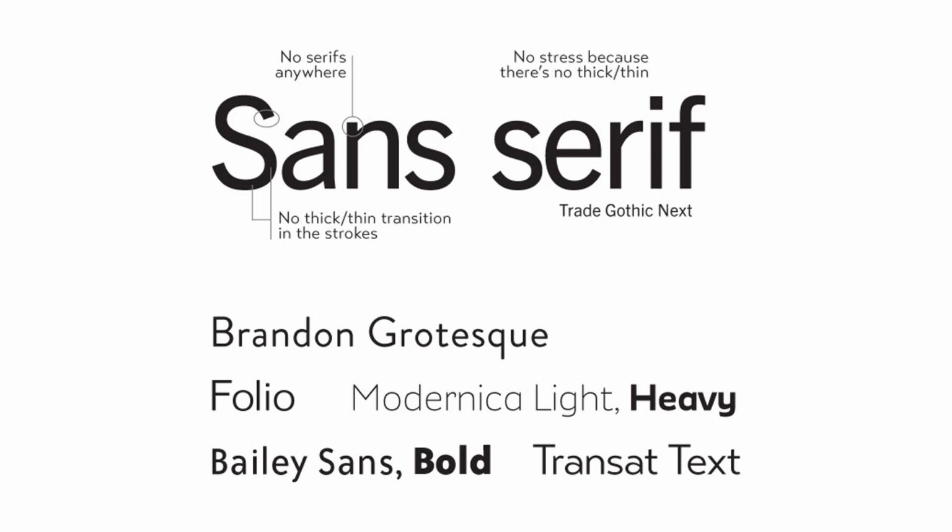There's very little thick to thin transition. So sans serifs traditionally don't look like that old style typeface that have that thick to thin transition going on. And there's no stress. There's not diagonal or vertical. There's just no stress. So that's a traditional sans serif. But it does break down into different categories, which we're going to talk about right now.